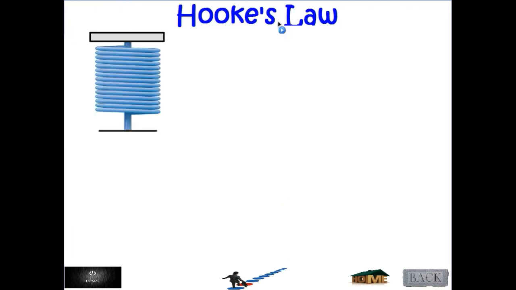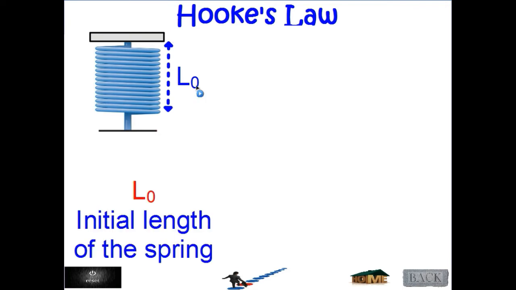Now our last part, Hooke's law. We have a spring here of length L0. L0 is the initial length of the spring. When the spring is free, we call it the free length or the initial length. Since no mass is suspended from the spring, we call this a free spring, and the length of the spring is called the initial length L0.